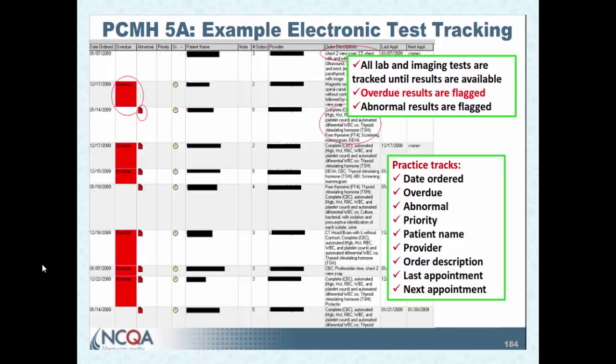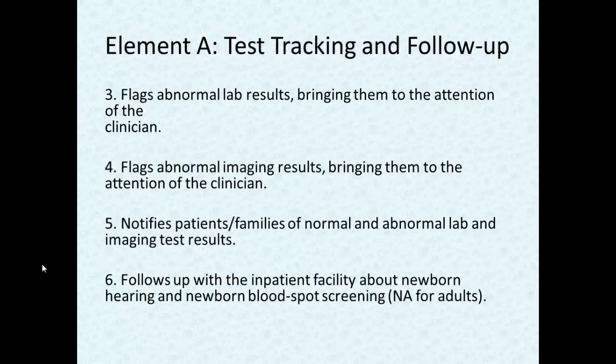I'm pretty sure in this case it was an EMR that did it for them, but you can do it in a host of different ways. And then we're going to look at the factors 3 through 6 of element A. And what they want you to do in factors 3 and 4 is they want you to flag when abnormal lab and imaging results come in and then bring them to the attention of your clinician. It's very important if you get abnormal images or labs to let your clinician know so that the clinician can respond with further follow-up or further labs or imaging testing if required. And so again, you need to have a process in place for doing this.